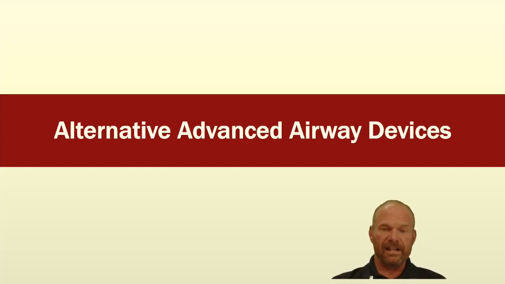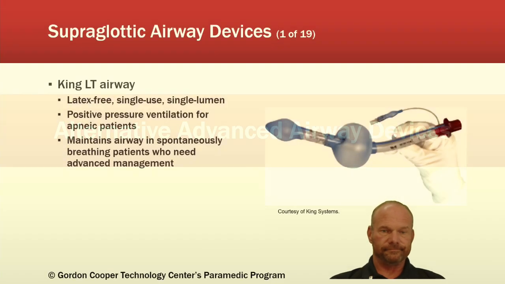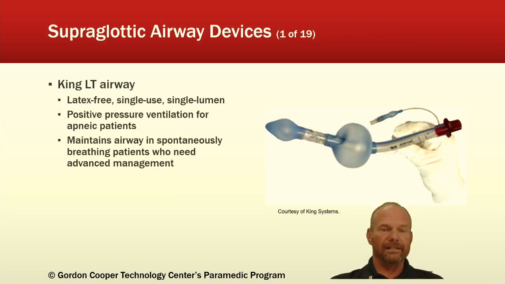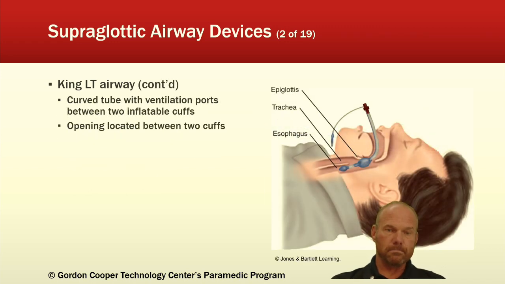So alternative advanced airway devices. So supraglottic airways. We're going to talk about King's, latex-free, single-use device, single lumen. It's blindly inserted into the esophagus, making it easy to place without the need for direct visualization. So it can be used in a couple of different scenarios. Apneic patient, one of the things it does, provides positive pressure ventilation when spontaneous breathing is stopped. And then spontaneously breathing patients. So helps maintain a patent airway in patients needing advanced airway management. They're very versatile, available in adult, pediatric sizes. So these things are available for a wide range of patients.